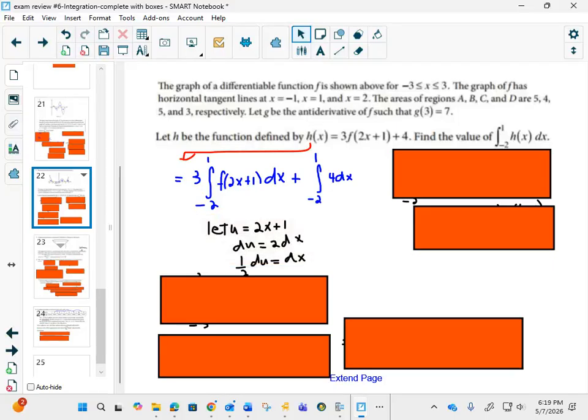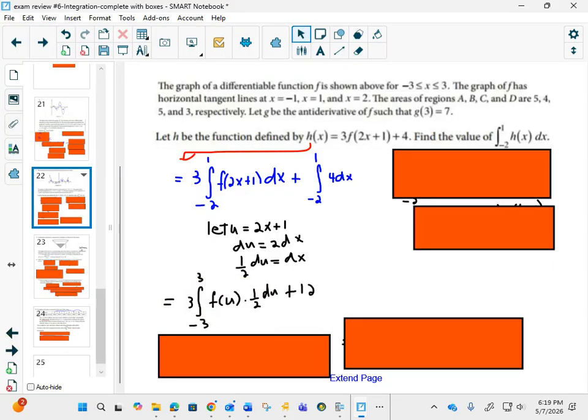If we do a u substitution here, this is hard to visualize because you're going to have a horizontal compression and a horizontal translation, so it's easier to do a u substitution. If we do that u substitution, then our bounds are going to change to negative 3 to 3. And this just becomes everybody's favorite function, f of u, times 1/2 du.